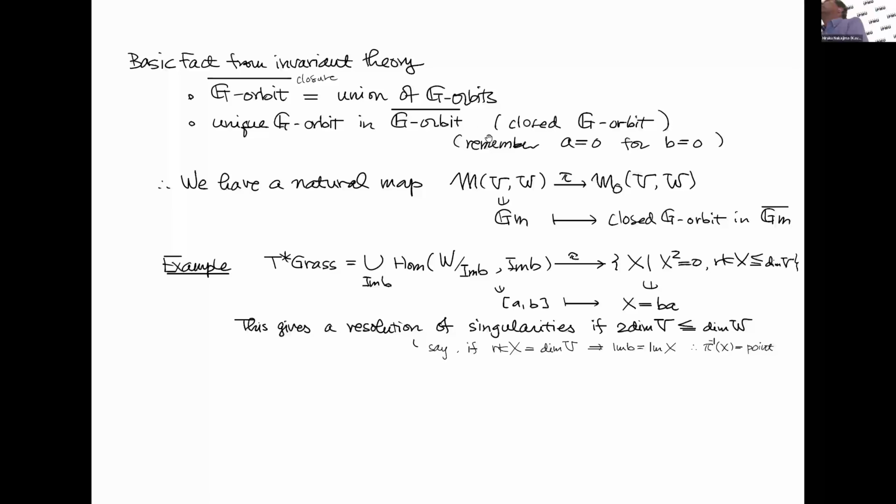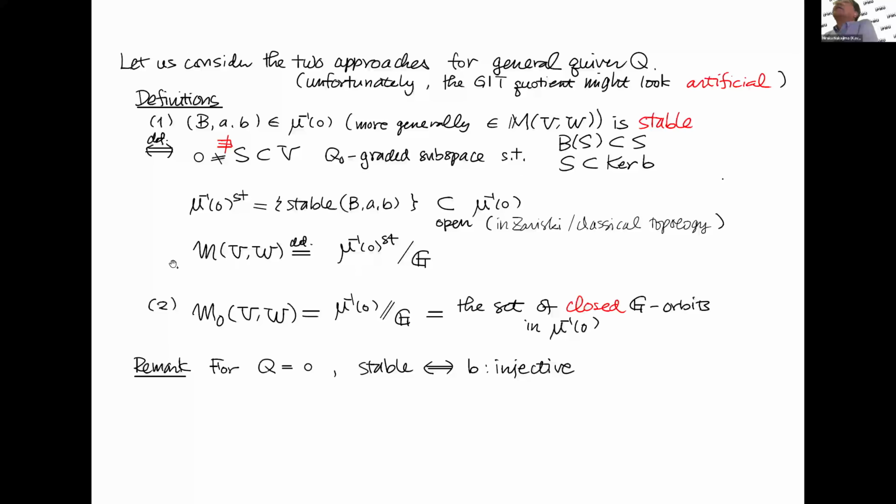Sorry, this is not explained properly. So we have the unique G orbit which is closed in the closure of the G orbit. This is the smallest orbit. So from this consideration, we have a natural morphism. Maybe I should emphasize this notation, I forgot to emphasize it. I denote this quotient of the stable points divided by G by M, and I denote this categorical quotient by M0. So I will use these notations from now, so please remember these notations.